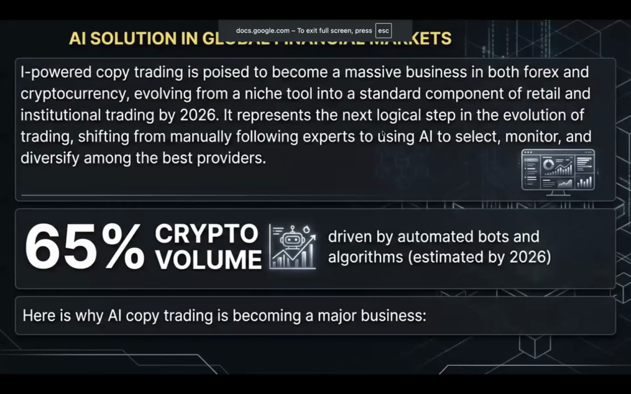All right, AI as a solution. AI-powered copy trading is poised to become a massive business in both Forex and cryptocurrency, evolving from a niche tool into a standard component of retail and institutional trading by 2026. It represents the next logical step in the evolution of trading, shifting from manually following experts to using AI to select, monitor, and diversify among the best providers. So, 65% of crypto volume is estimated to be driven by automated bots and algorithms by 2026. Here is why AI copy trading is becoming a major business model.